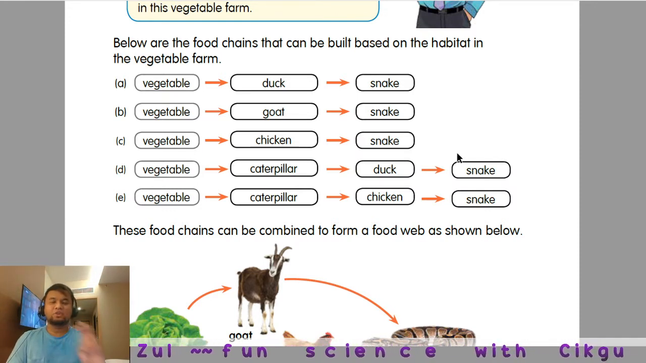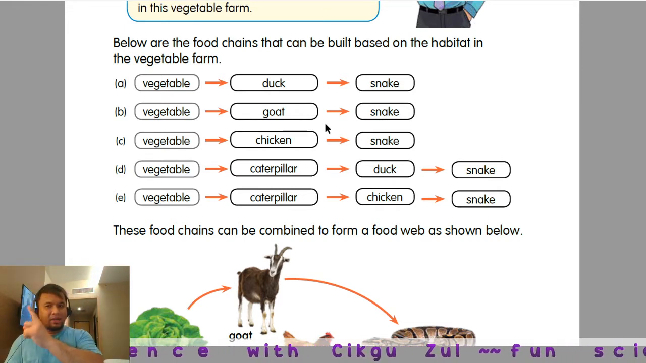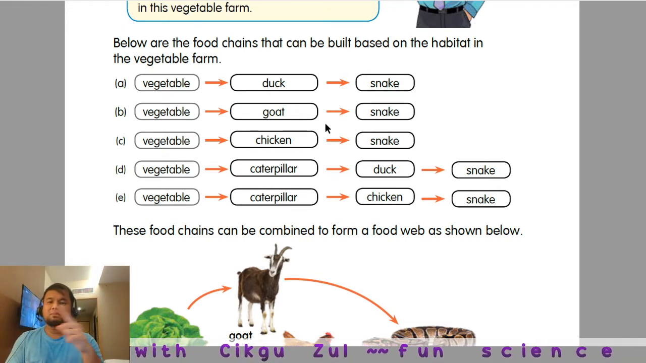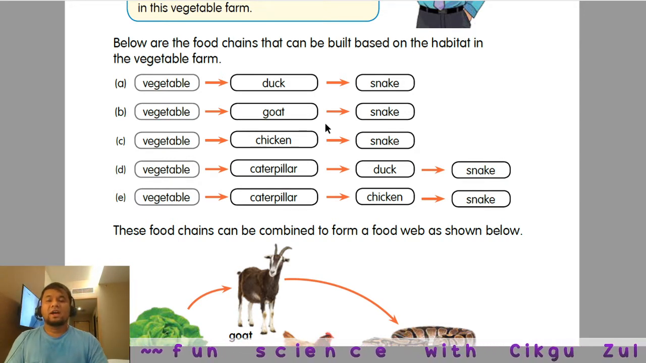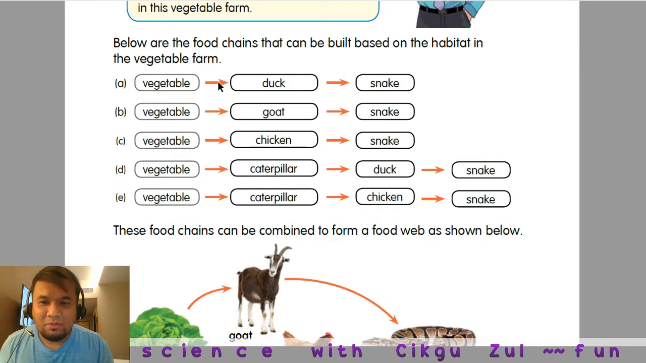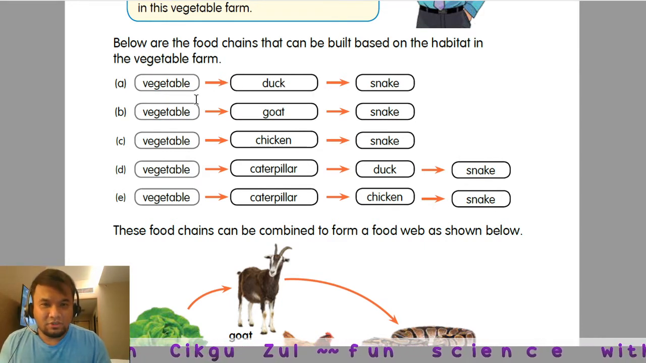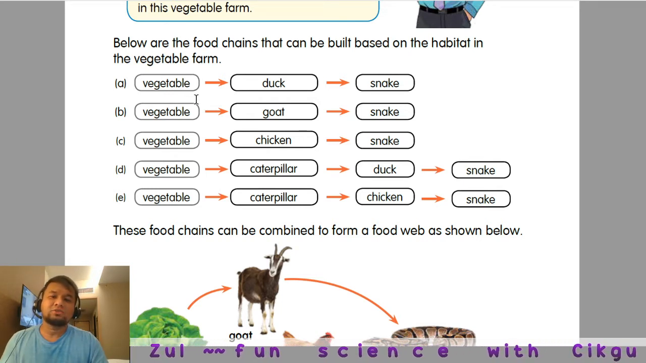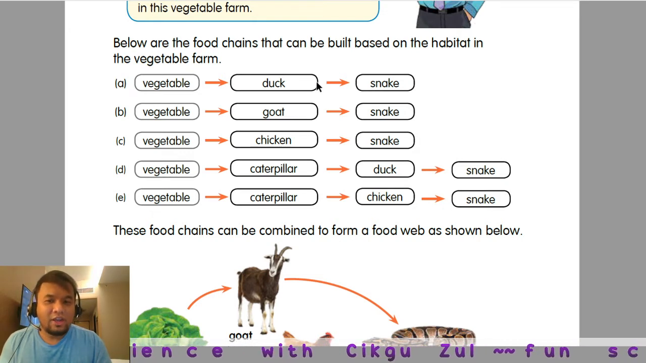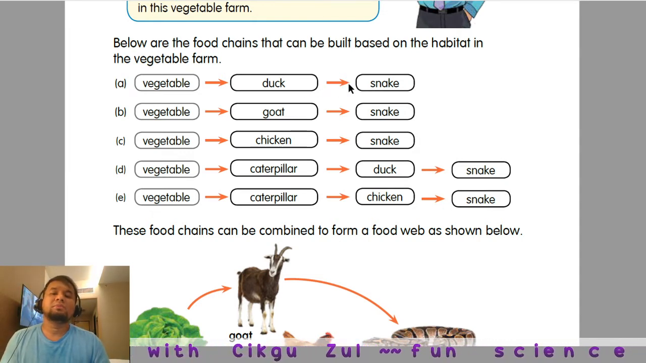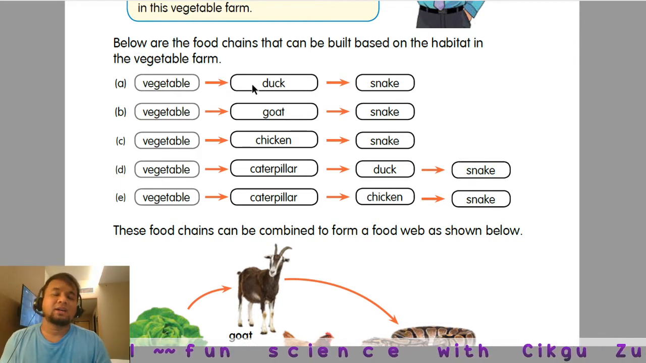Kemudian semua arrow dia, if you look closely, semuanya pergi ke depan. Tidak ada yang pergi ke belakang. Remember that. Please remember that. The arrow direction must be correct. Kalau kamu ubah dia, arrow ni pergi ke belakang. Duck dimakan vegetable. Is it logical? Tak betul lah kan? Tak sesuai. Snake jadi eaten by duck. Not correct. So arrow itu kena ke depan supaya dia membawa maksud duck eaten by snake. Vegetable eaten by duck. Baru betul.